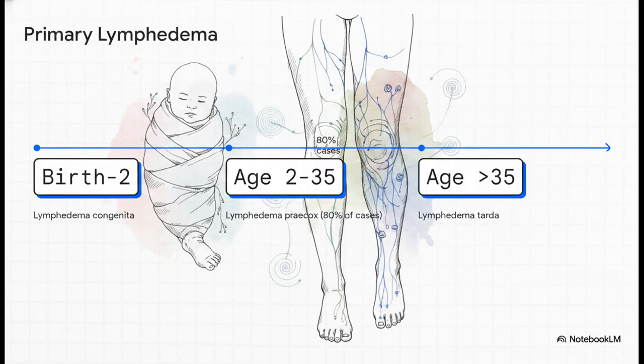These primary classifications are totally dependent on age. Lymphedema congenita starts at birth up to age 2. Lymphedema praecox kicks in between ages 2 and 35. And it's crucial to remember that praecox makes up roughly 80% of all primary cases, usually showing up right around adolescent menarche. Finally, lymphedema tarda is any onset after age 35.